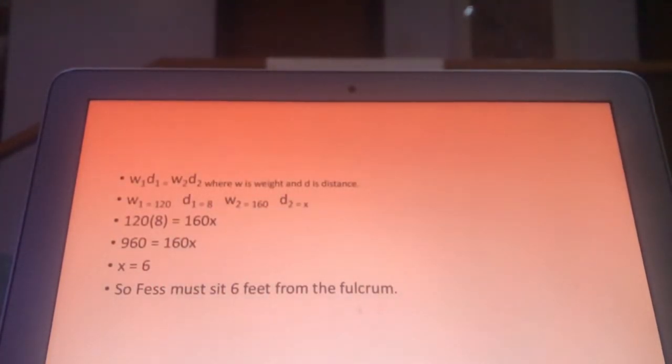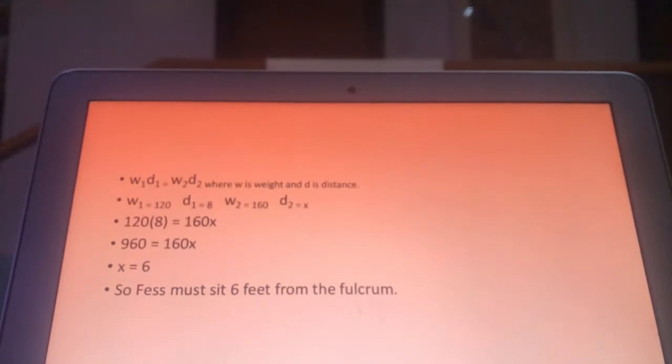So here's the formula I made. Weight 1 times distance 1 equals weight 2 times distance 2, where W is weight and D is the distance. So we substitute. Weight 1 is equal to 120, distance 1 is equal to 8 feet, weight 2 is equal to 160, and distance 2 is equal to x. Distance 2 is Fess's. So the variables that have a 2 in them are basically from Fess.